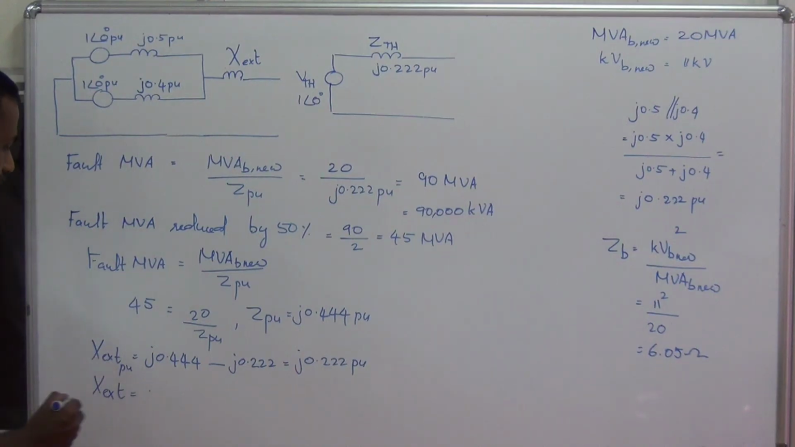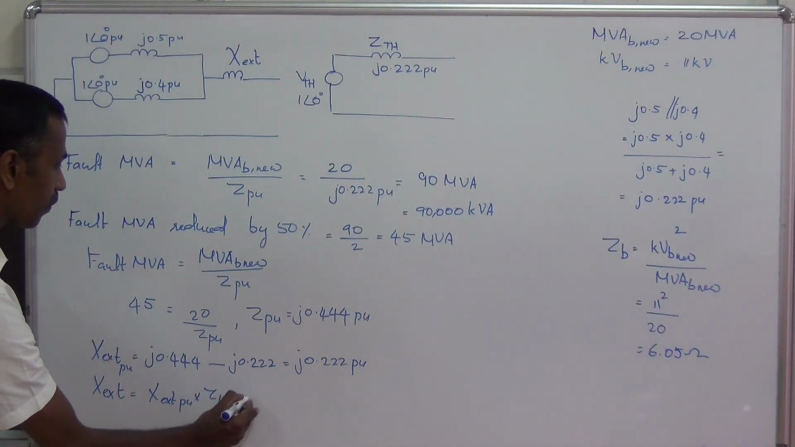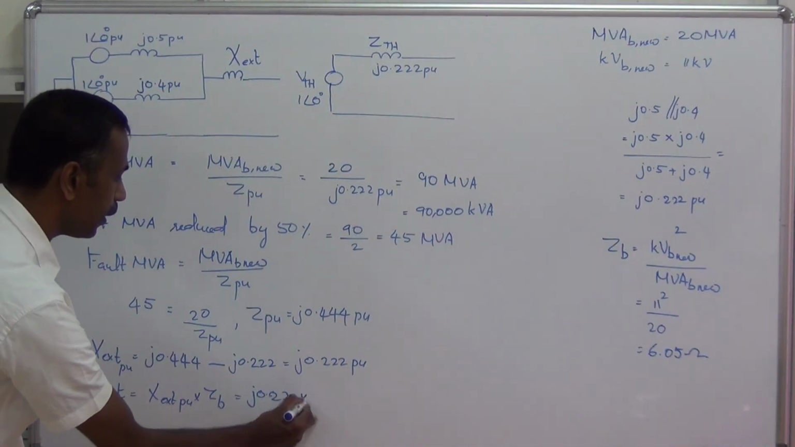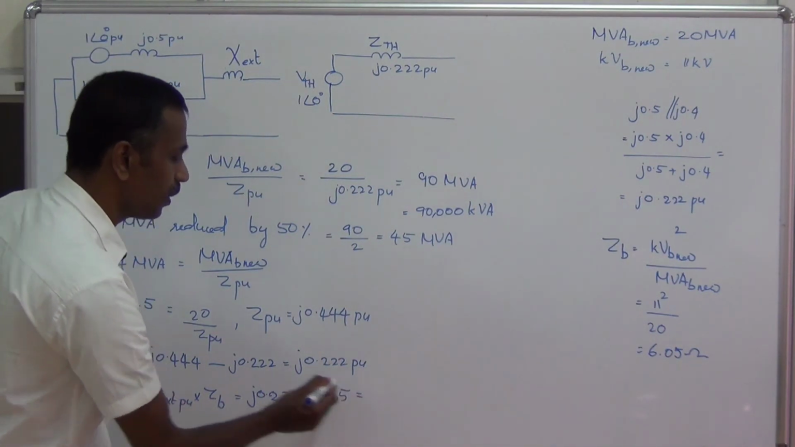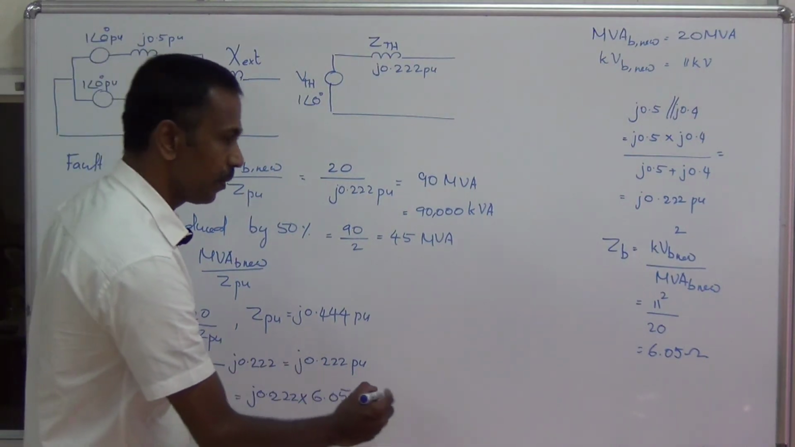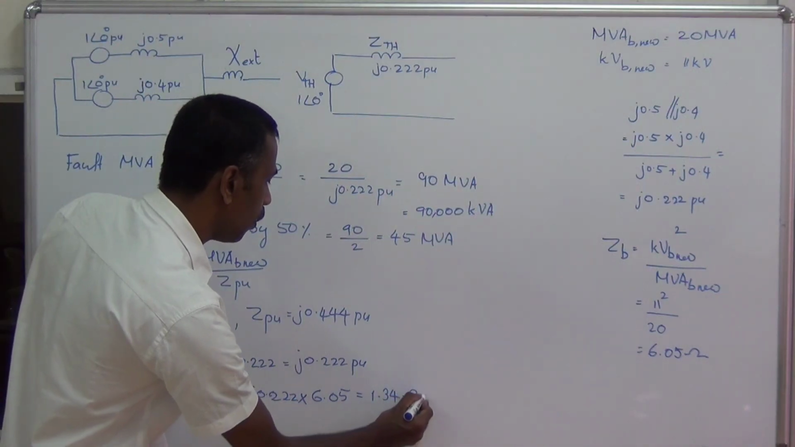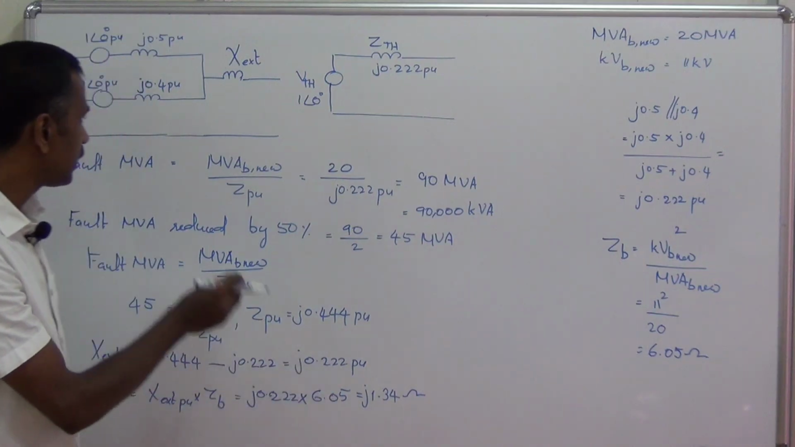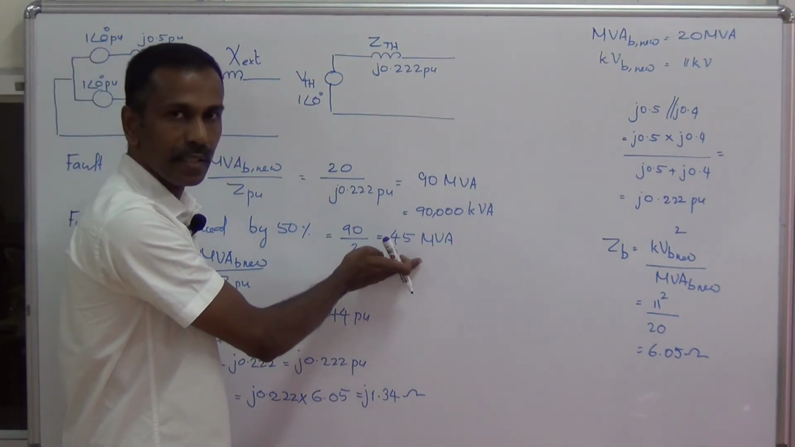So the actual external reactance to be added is equal to the per unit reactance into the Z base. This is J 0.222 into the base impedance 6.05, and this is equal to 1.34 ohm. So this much of reactance should be inserted in the feeder circuit so that the fault MVA can be limited at 45 MVA.